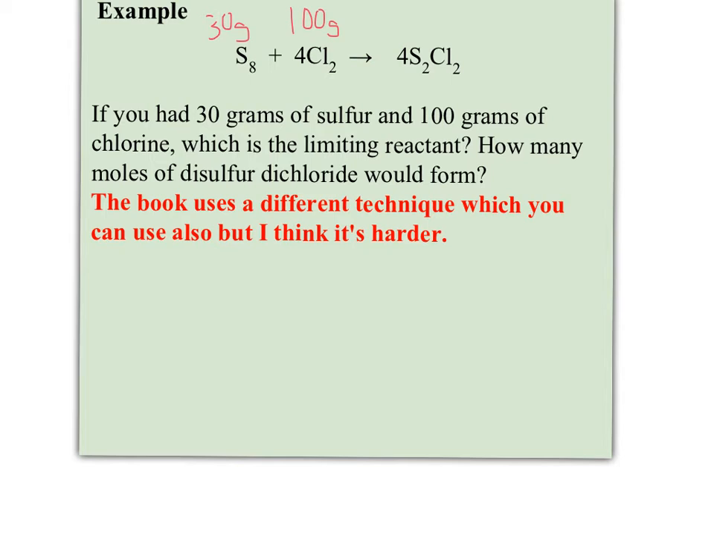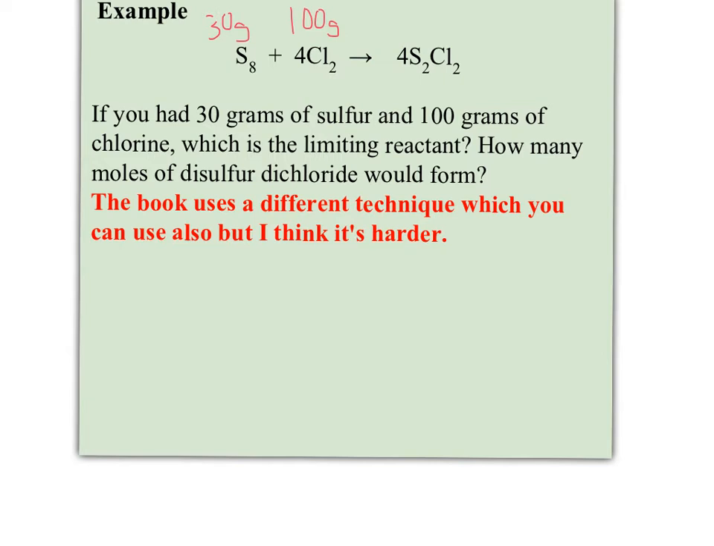But even that, you can't look at the grams and know because 30 grams of sulfur, who knows how much that is? It depends on how much sulfur weighs. In fact, it's S8, so 30 grams probably isn't very much. 100 grams of chlorine, I have no idea how many actual molecules that is. So really what I have to do is the same thing we've been doing with stoichiometry. I have to change both of these to molar amounts. And then once I have the molar amounts, then I can do a comparison.